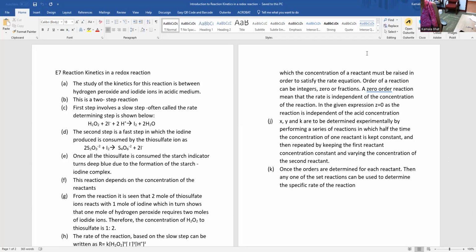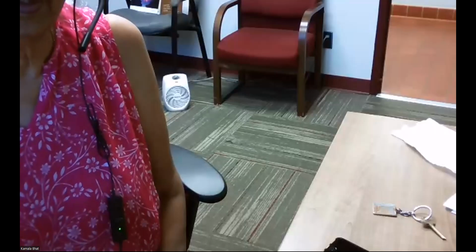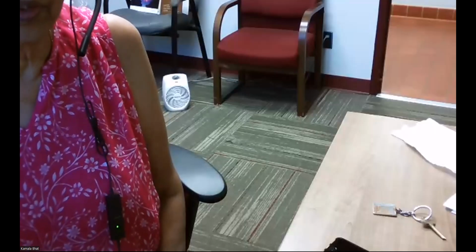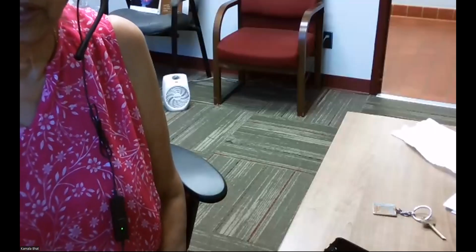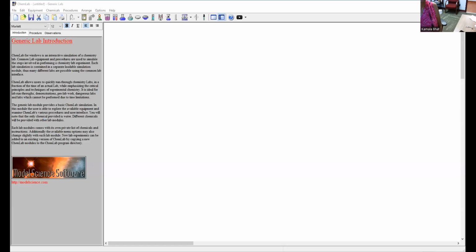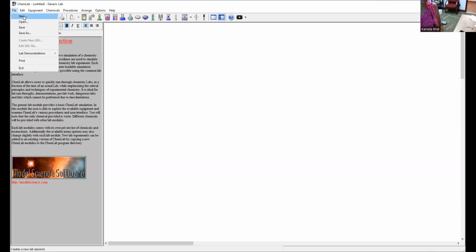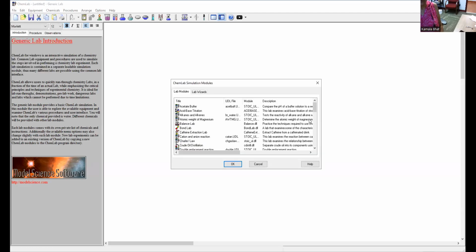Now, this is an introduction, and I will stop here, and then I'm going to share my experiment table with you. That is from the chem model. So again, go to the file, open the chem model, go to file, go to new.